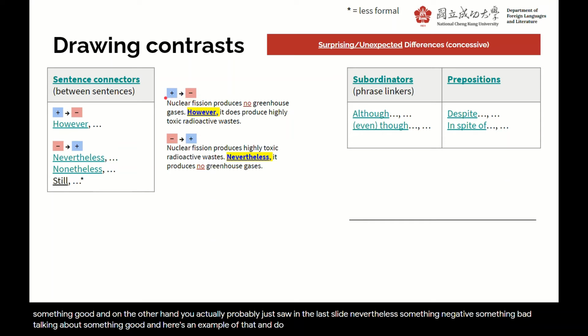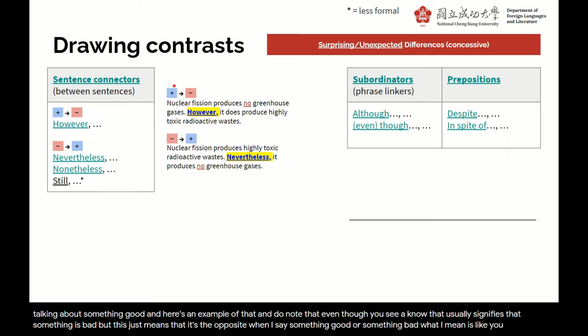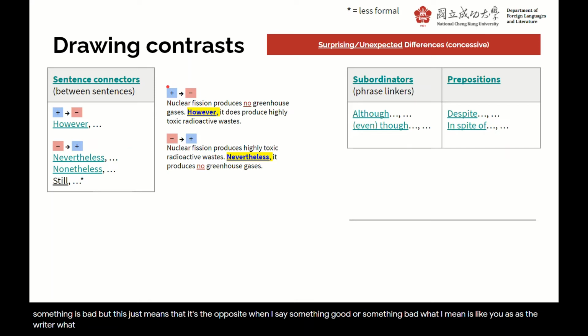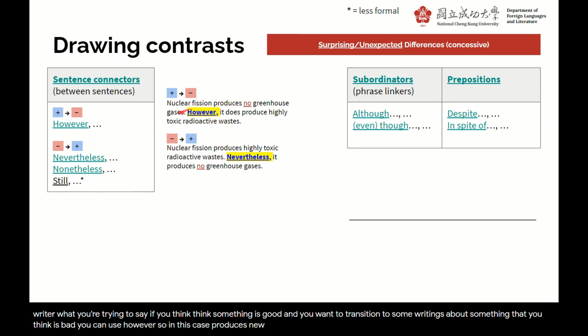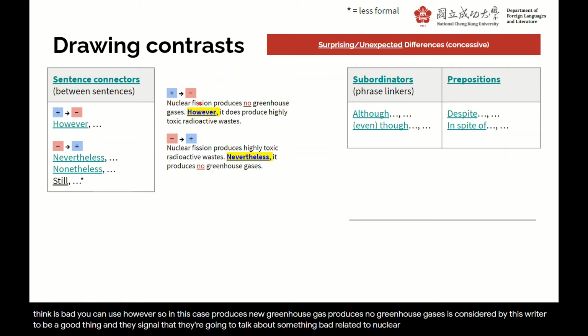And do note that even though you see a no, that usually signifies that something is bad, but this just means that it's the opposite. When I say something good or something bad, what I mean is you as the writer, what you're trying to say. If you think something is good and you want to transition to writing about something that you think is bad, you can use however. So in this case, produces no greenhouse gases is considered by this writer to be a good thing, and they signal that they're going to talk about something bad related to nuclear fission with the word however.